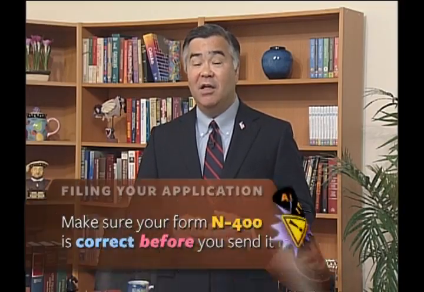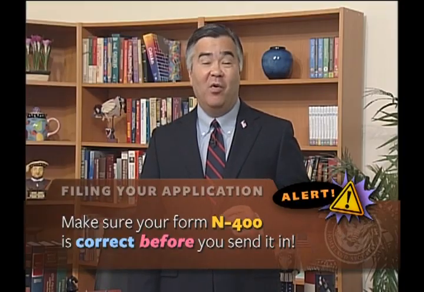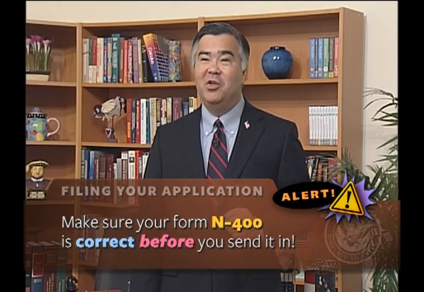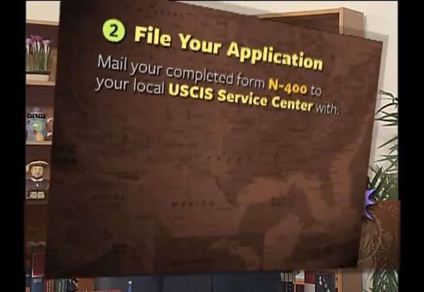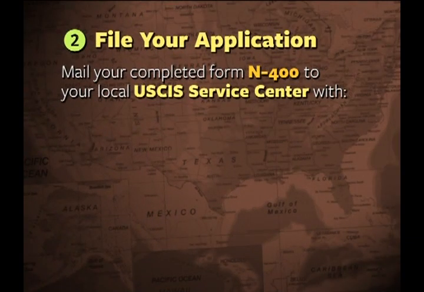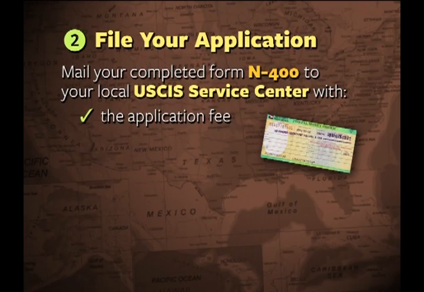Don't rush as you work on the form. Spend several days working on it if necessary. Make sure Form N-400 is correct before you send it in. Mail the completed form to the USCIS Service Center that takes care of the area where you live. You'll need to include a money order for your application fee. You can get a money order at a bank or a post office near you.